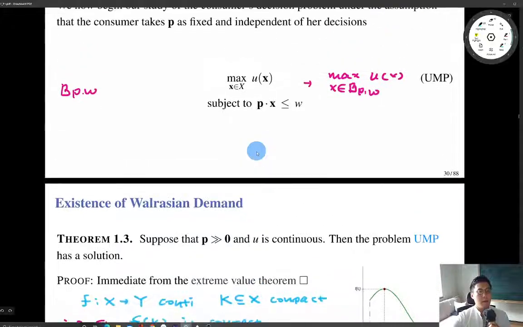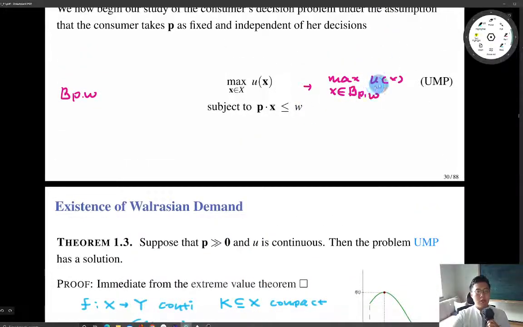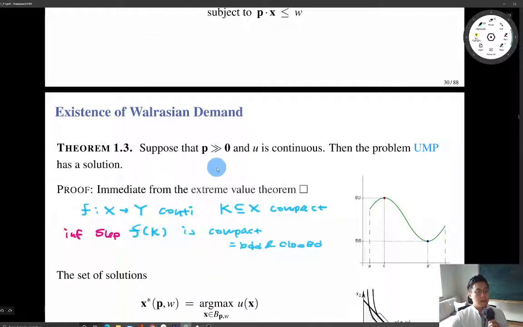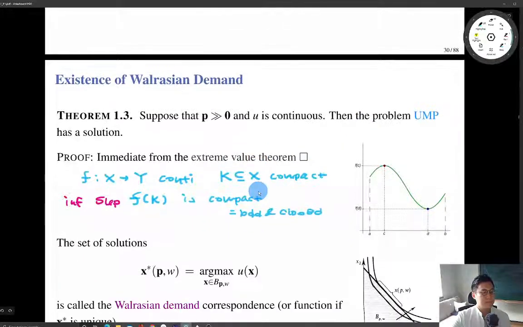Okay, and going back to UMP, we know function U is continuous. That is implied by the continuity assumption. The domain of this function originally is X, but in the end we have to choose one bundle inside the compact budget set. We know the budget set is compact as long as the price vector is strictly positive. So by the extreme value theorem, existence of a solution follows.